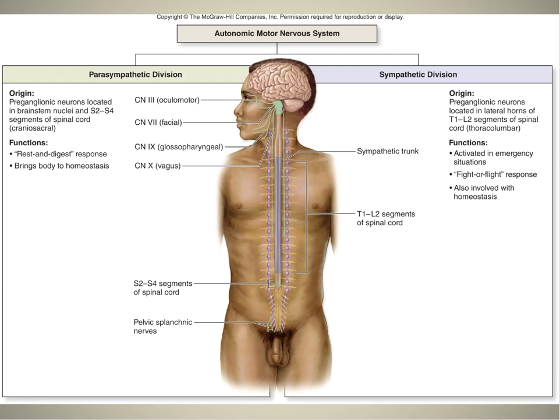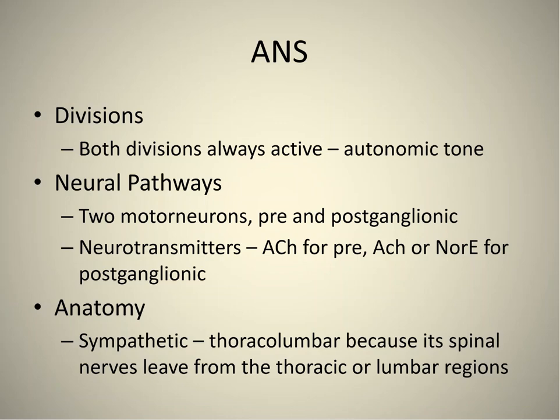While the sympathetic division's preganglionic motor neurons come out of either the thoracic region or the lumbar region of the spinal cord. So it's often referred to as the thoracolumbar division. Slide 6. Again, it mentions that you have to remember that both divisions are always active. This is called autonomic tone.